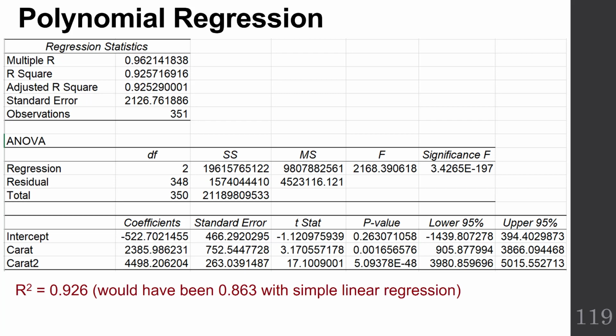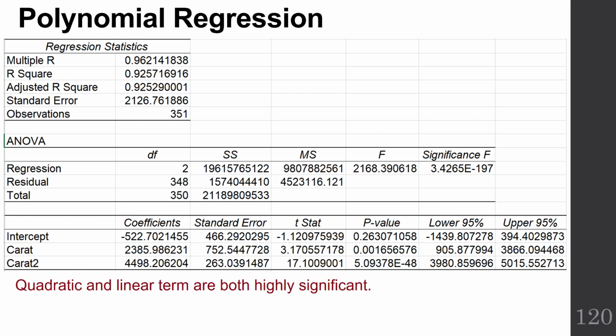So our R squared of 0.926 means that 92.6% of the variability in diamond price is explained using carat weight in our quadratic regression. Also notice that the adjusted R squared is 0.925, which is very close to 0.926. So this would imply that both of these predictors are important. Notice that the quadratic and linear term are both highly significant.